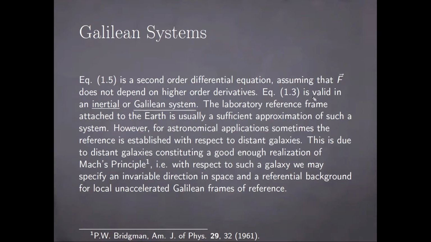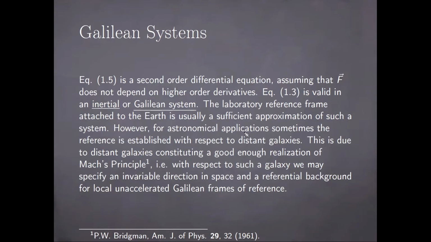In its general form, it is valid in what is known as an inertial or Galilean system. The laboratory reference frame attached to the Earth is usually a sufficient approximation of such a system. In other words, for most mechanical experiments and mechanical observations, we can neglect the fact that the Earth revolves around the Sun and it rotates about its own axis.